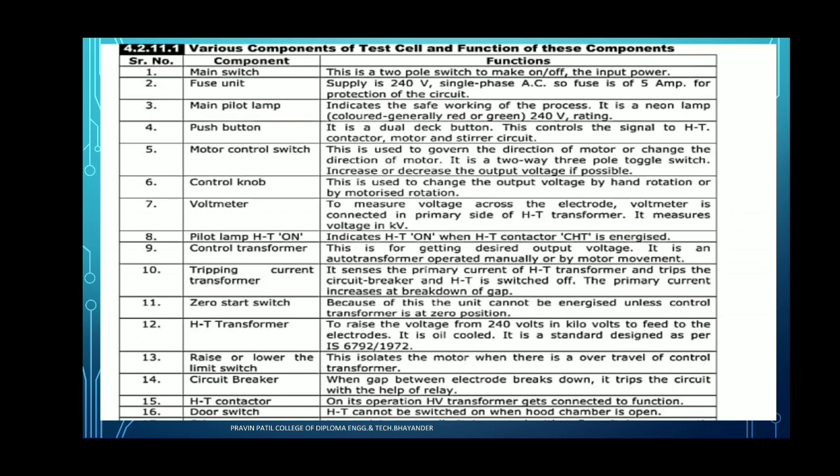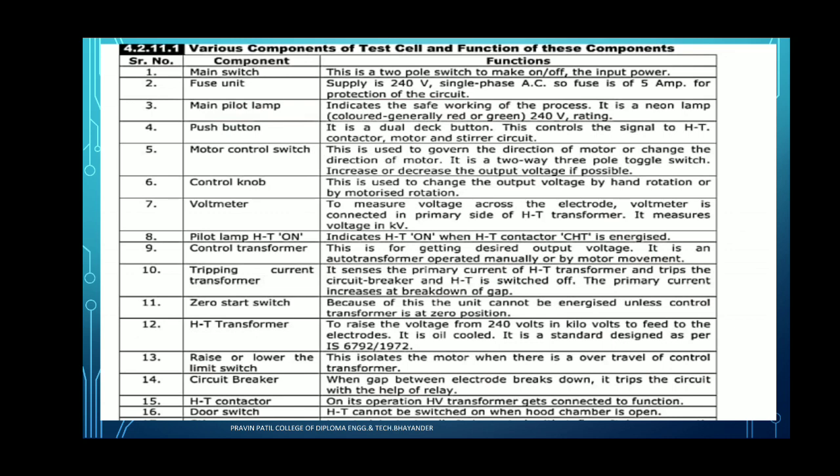Next, the door switch. The ST cannot be switched on when the hood chamber is open, so this type of switch is used for door operation. So these are the main components of the substation, and we have seen their different functions. I repeat again the main components of this circuit, the substation.